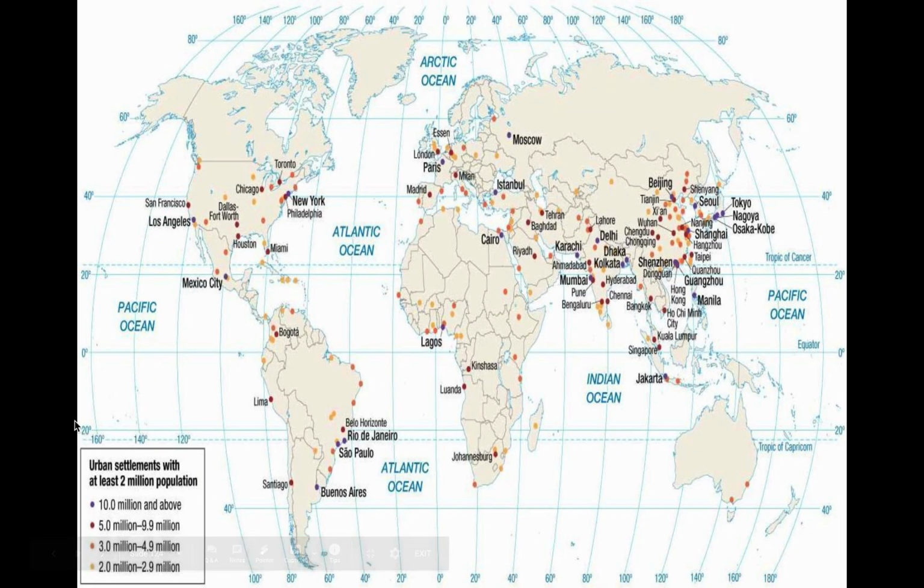Here's a look at urban settlements. And here we begin to see megacities. Megacities are classified by the United Nations as a city with more than 10 million residents. We can see megacities in purple, and we can see a lot of megacities in less developed regions. So again, megacities are mostly found in less developed regions.